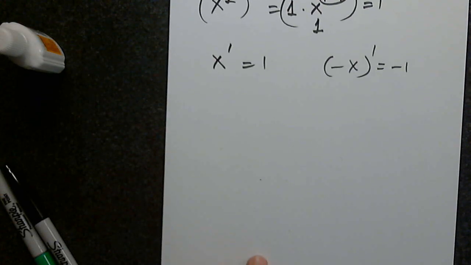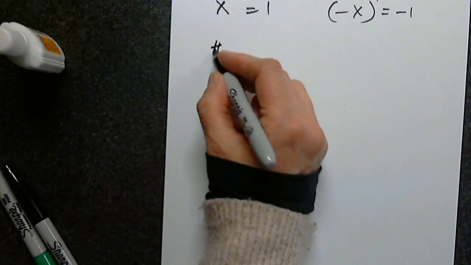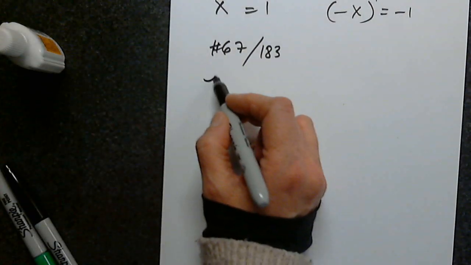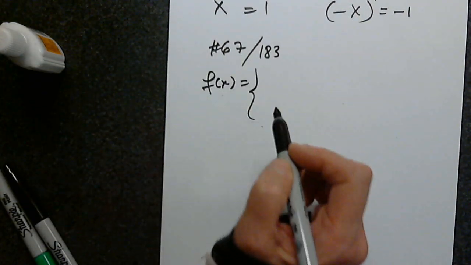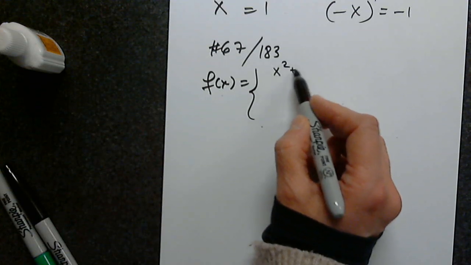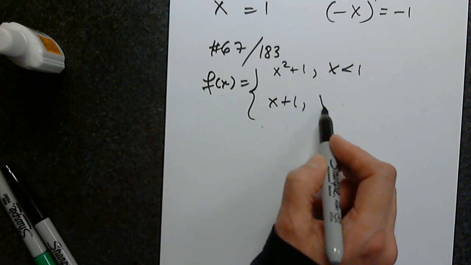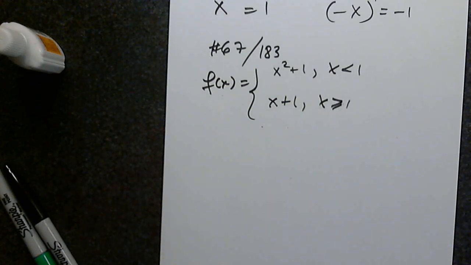So, let's say number 67 on page 183. So we have f of x, and we are given x squared plus 1 for x less than 1, and x plus 1 for x greater than or equal to 1. Is this function differentiable at 1?